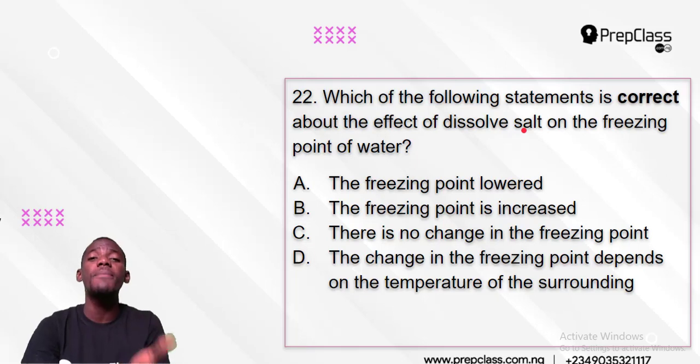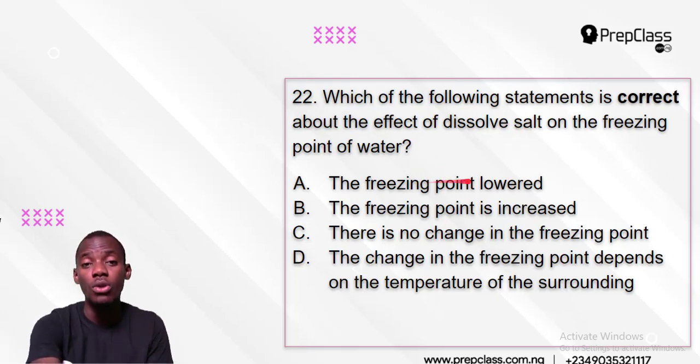So what's the implication of impurity on the freezing point? Does the freezing point lower, or does it increase, or is there no change in the freezing point? Or does the change in the freezing point depend on the temperature of the surroundings? Which of them do you think might be correct?